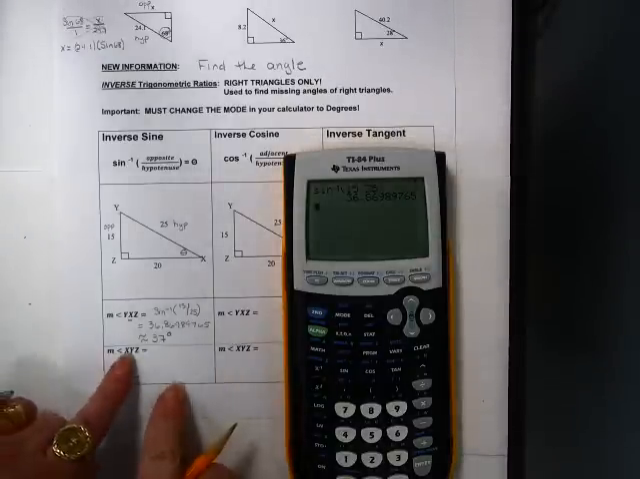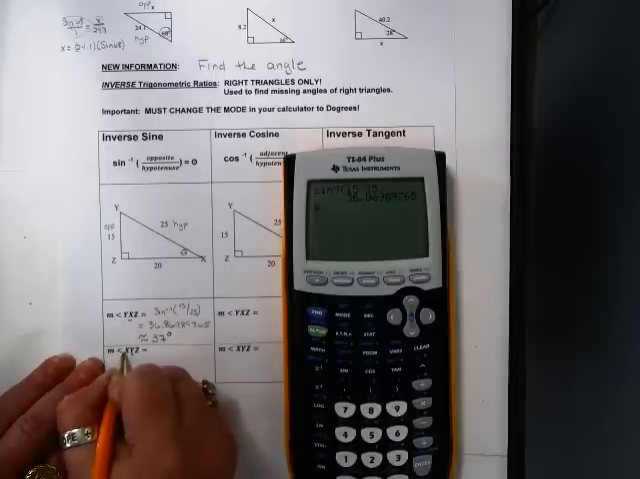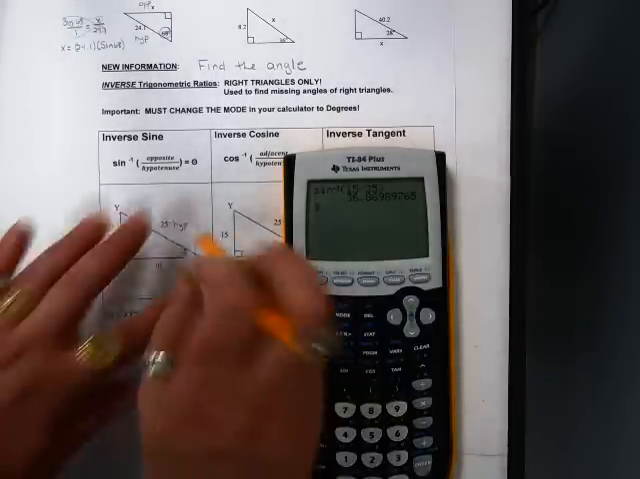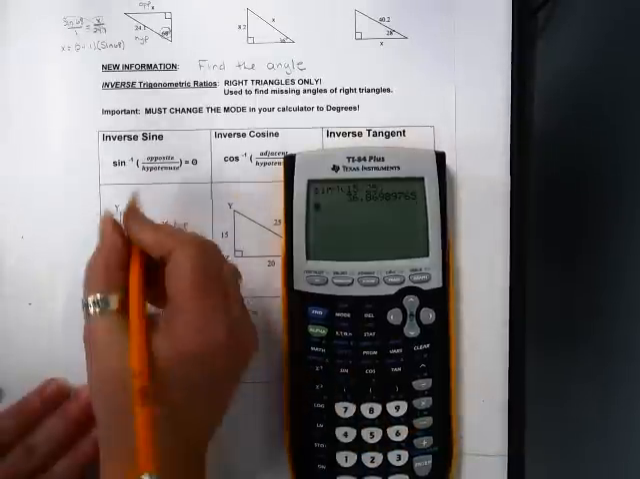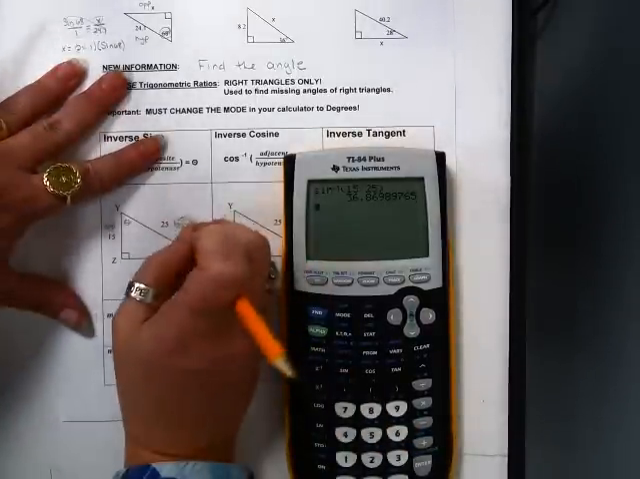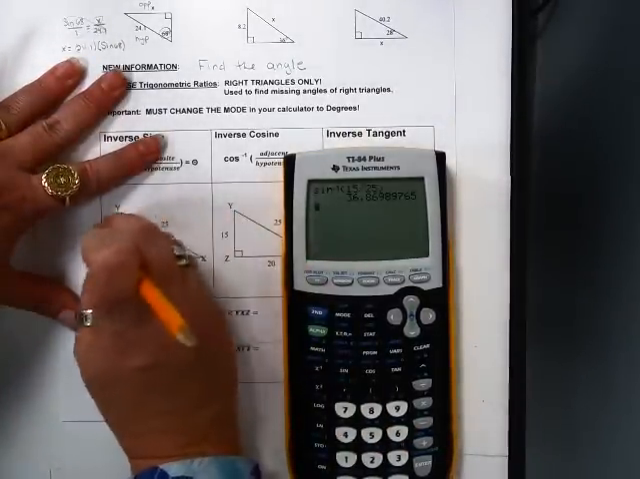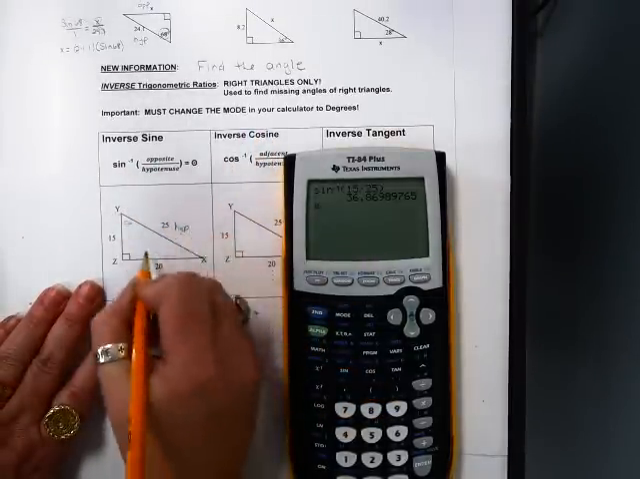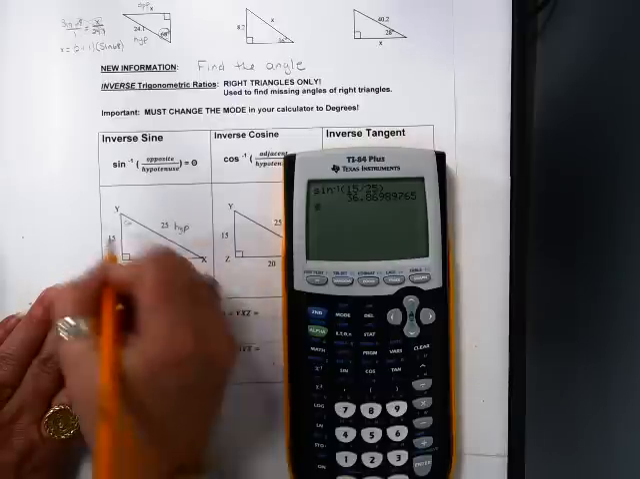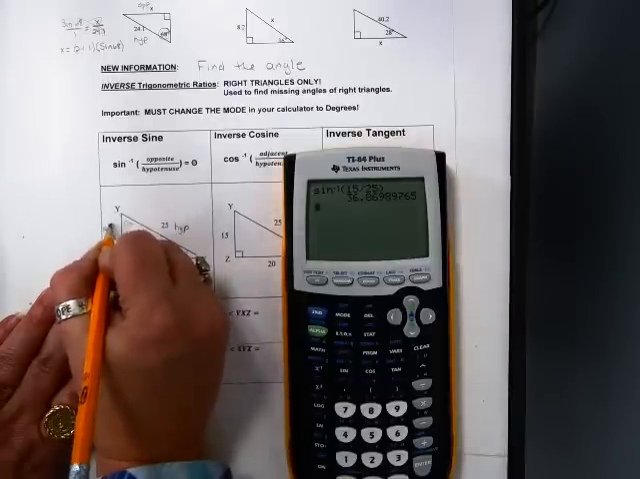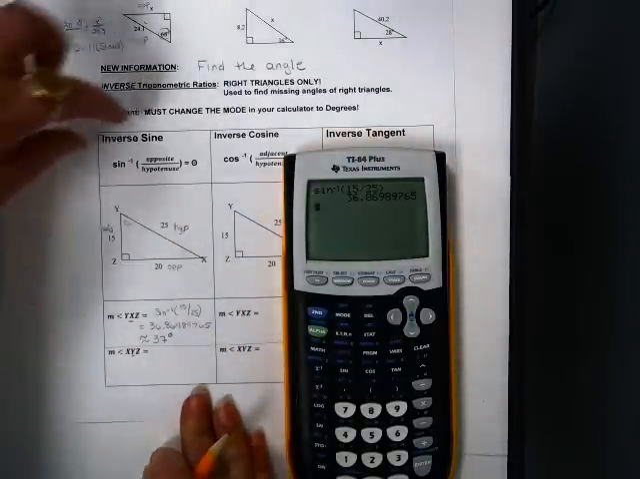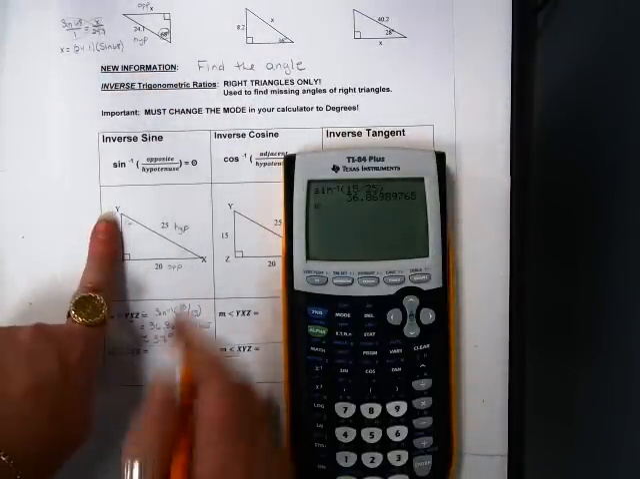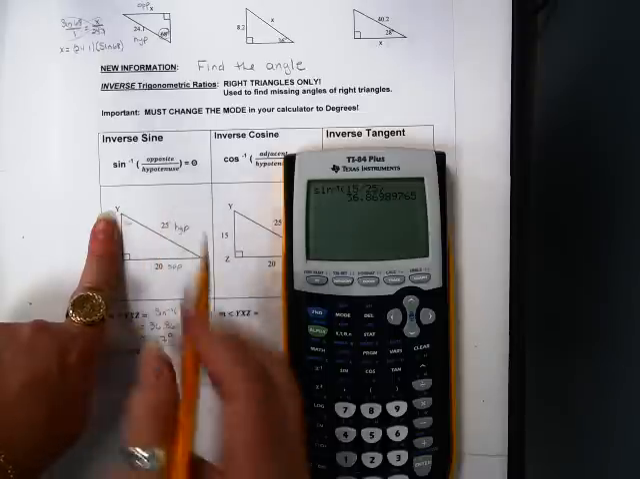Okay, the next one. This is XYZ. XYZ means that this is now my theta. That's my angle that I'm focusing on. So this stays hypotenuse. This is now my opposite, and this is my adjacent side. For sine, though, since I'm in the sine column, I don't need to worry about the adjacent.